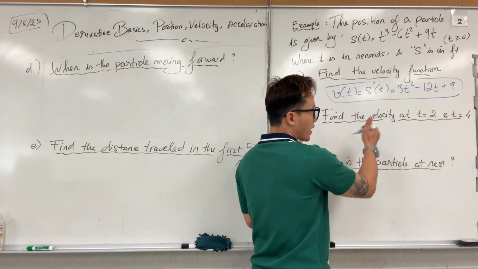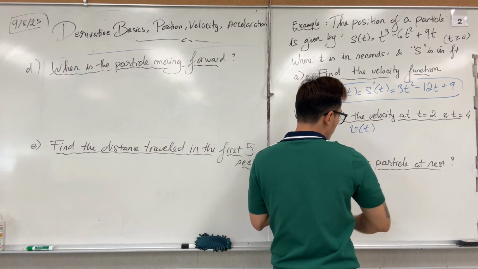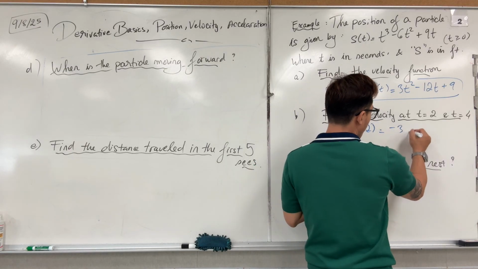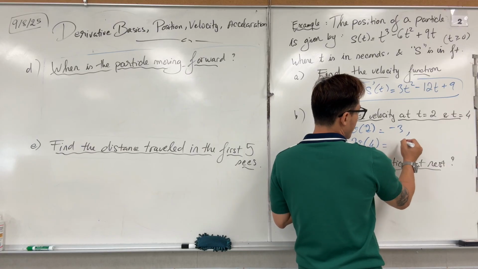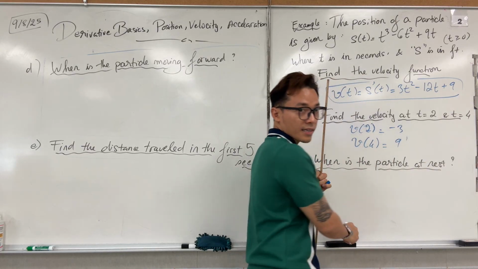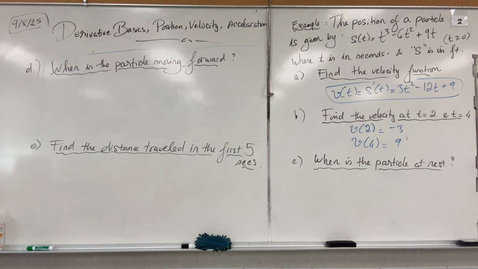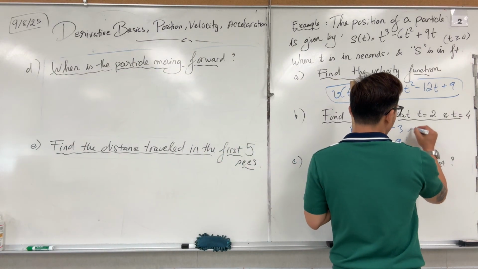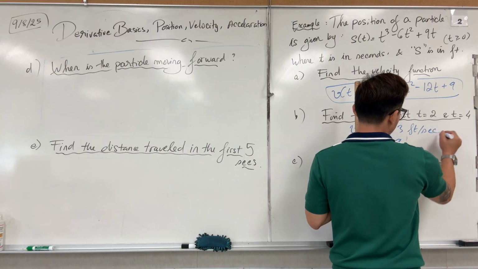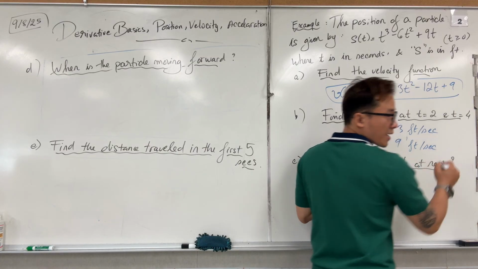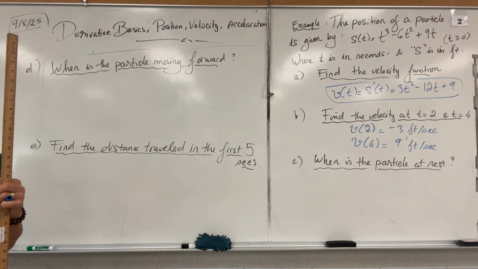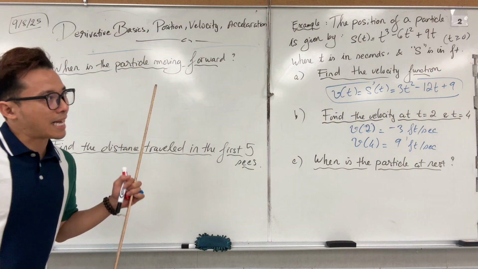You're going to plug it in, right? So what did you get for v(2)? Negative 3. What did you get for v(4)? 9. Good. Make sure to write units. Just to be safe, when you do the free response AB, they actually check the units. So make sure you also write the units, okay?